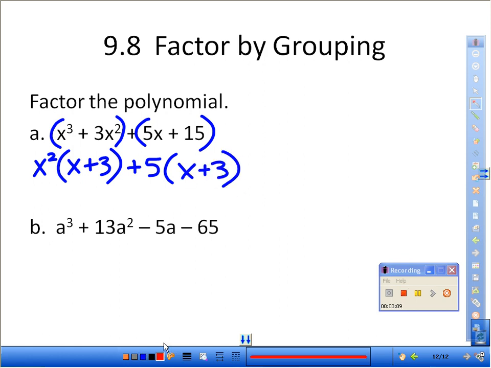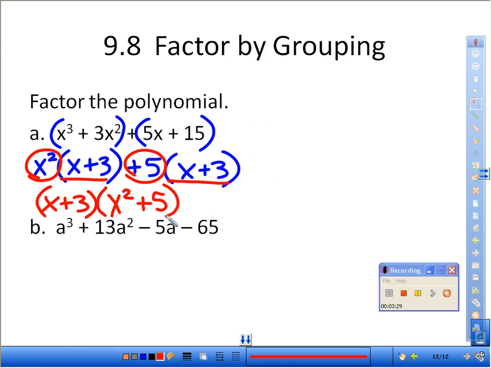You should notice that these numbers in parentheses are equivalent, or they can easily be changed to be equivalent. So now I factor out an x plus 3 from each of those terms, and I'm left with x squared and a plus 5. That right there is our answer to this polynomial that we solved by grouping. Grouping works when you have 4 terms in your polynomial. We haven't done any other problems that have 4 terms.